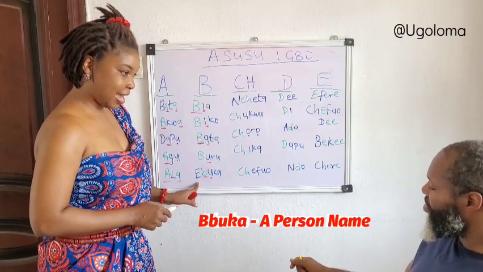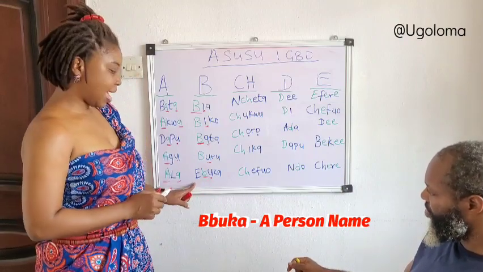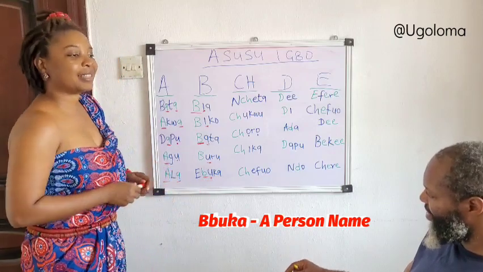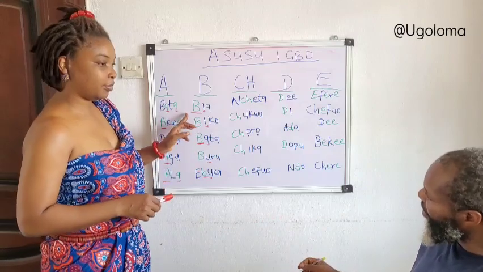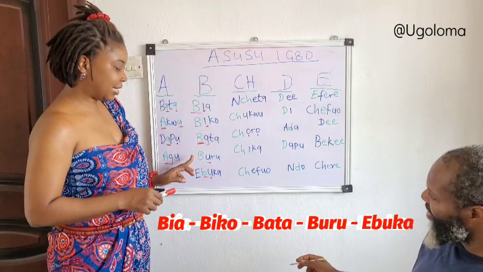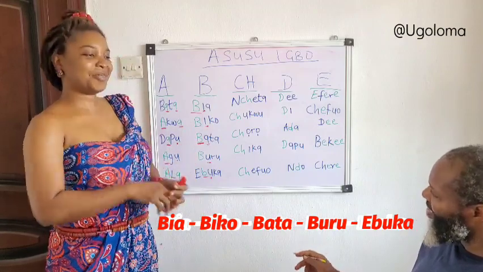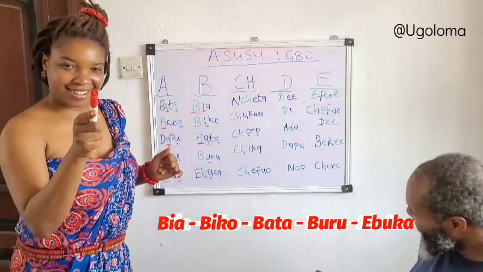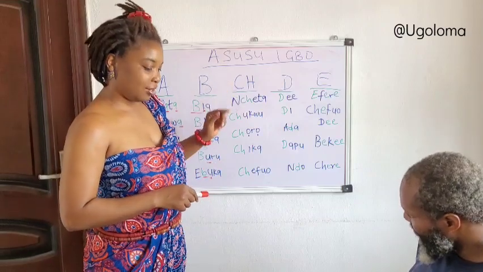Yes. This is A, right? Yes. Ebuka. That's somebody's name. Right now, we're going to pronounce all of them one after the other. Go. Bia. Biko. Bata. Buru. Ebuka. Give me 5. Yes! He got it. Did you get it? I hope you did.